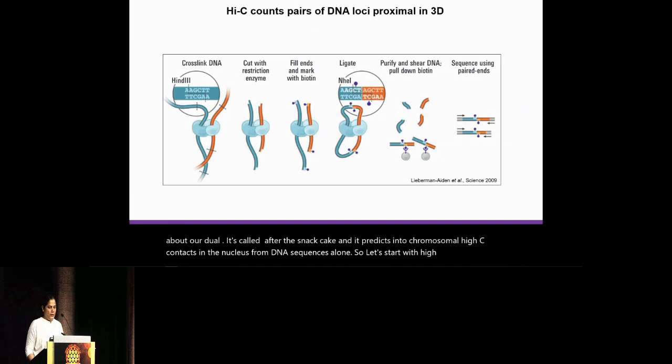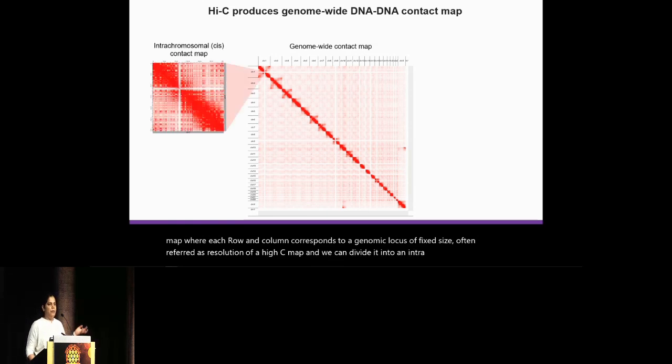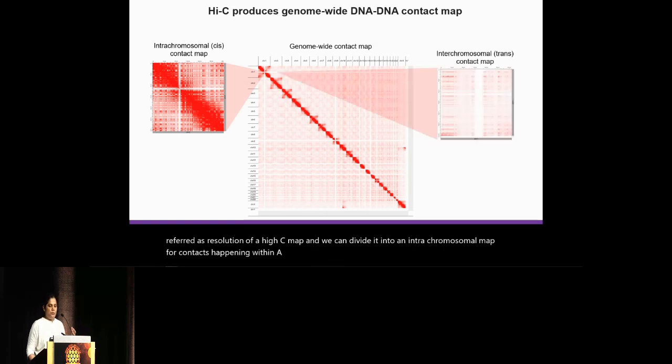It's a next gen sequencing technique that measures pairs of DNA loci that are proximal in the 3D space of the nucleus. The output of the experiment is a contact map where each row and column corresponds to a genomic locus of fixed size, often referred to as the resolution of a Hi-C map. And we can divide it into an intrachromosomal map for contacts happening within a chromosome, and a much sparser interchromosomal map for contacts happening between chromosomes.